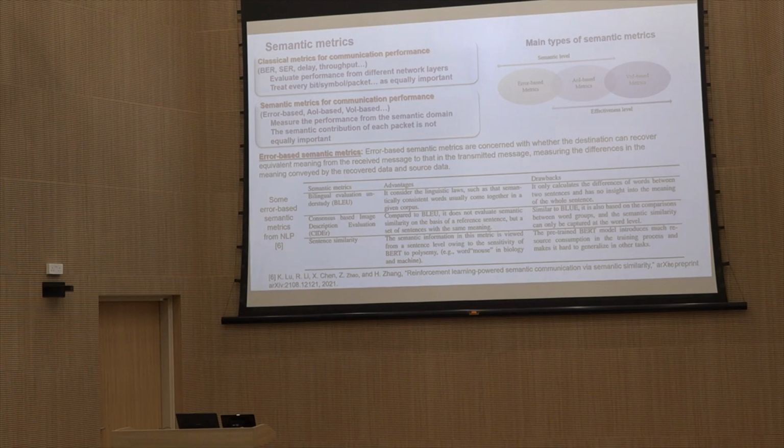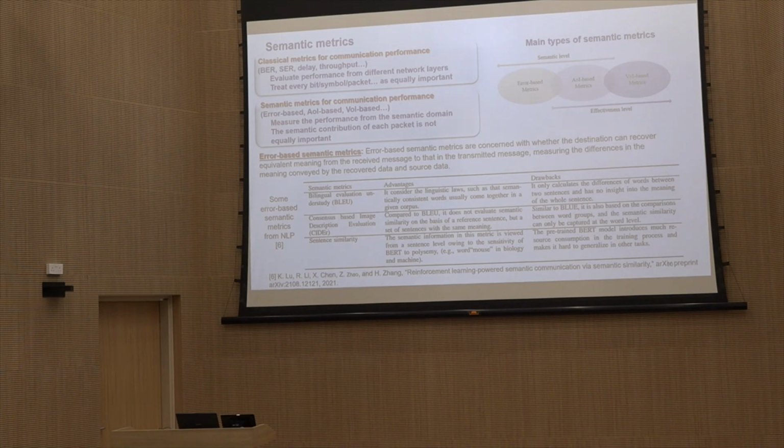The semantic information in this metric is considered from the sentence level due to the sensitivity of words to polysemy, such as the word mouse can be a mouse in biology, which is an animal, or it could be a mouse in machines, which is the computer accessory. The sentence similarity is limited by the pre-trained BERT model, which introduces much resource consumption in the training process, and it makes it hard to generalize to other tasks.